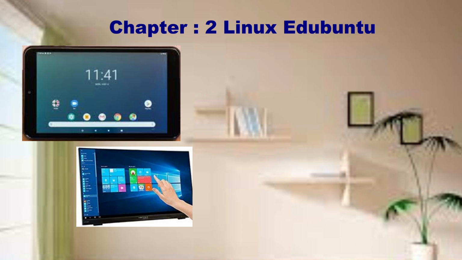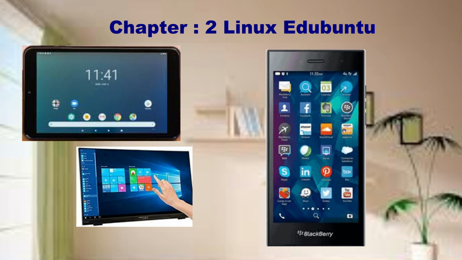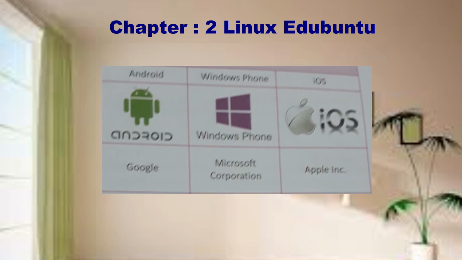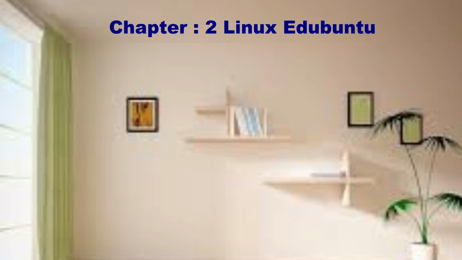You must know examples for touchscreen computers. These 3 are the examples: touchscreen tablet, touchscreen smartphone, touchscreen monitor. In page number 25 you can see 3 operating systems. You must know about that and you have to identify the logo of 3 operating systems. Dear students, please go through the docs file. There you can see the questions and answers given in your textbook.